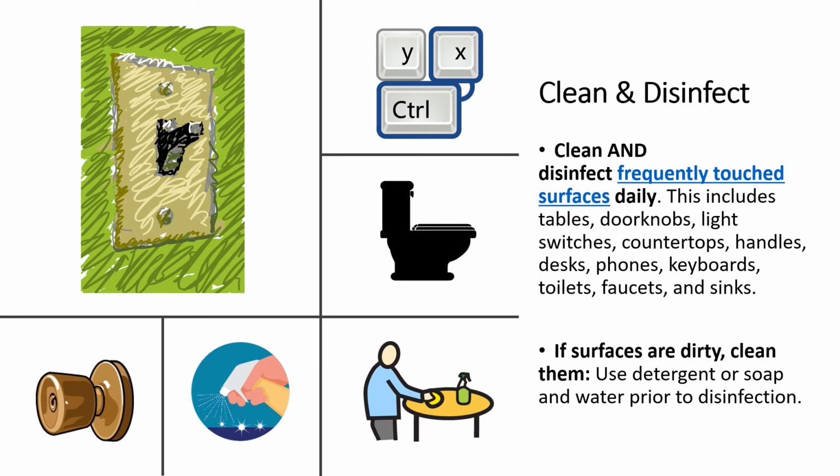Cleaning and disinfecting is especially important as we deal with COVID-19. You will want to clean and disinfect all frequently touched surfaces, and you will do this daily. This includes tables, doorknobs, light switches, countertops, handles, desks, phones, keyboards, toilets, faucets, and sinks. If the surfaces are dirty, clean them using detergent or soap and water and then disinfect them. You must clean first and then disinfect.